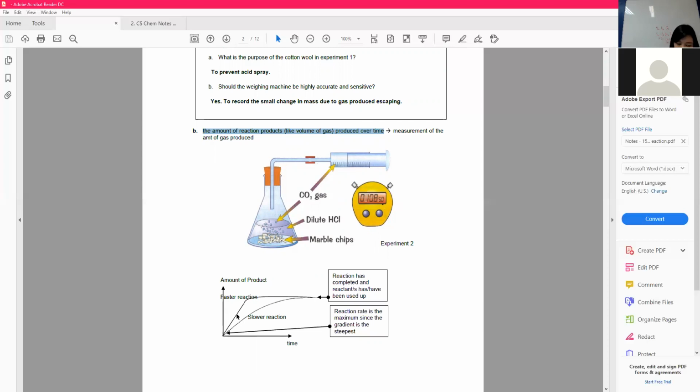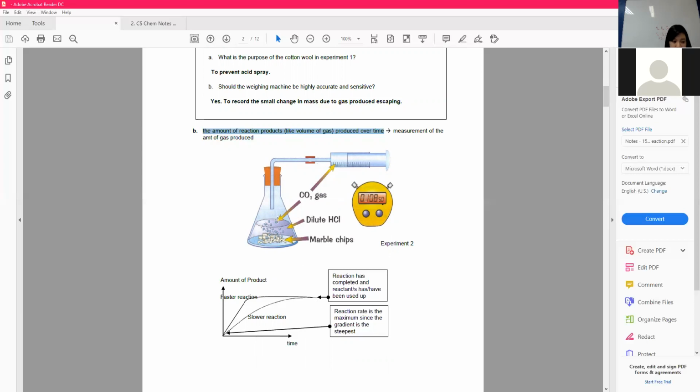And the one with the steeper gradient means it's a faster reaction because the gas comes out much faster than the other one. But at the end, both will eventually be at the same line because the amount of the HCl and the carbonate that you put together is the same. So the amount of gas that comes out will be the same. So it will eventually be the same.